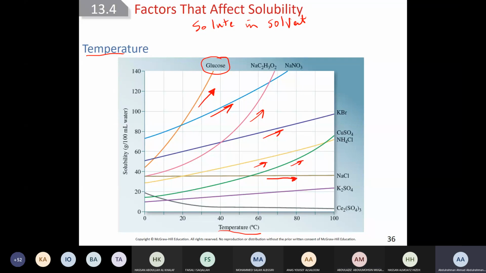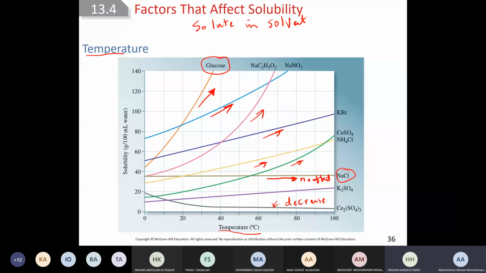Stable, no effect for NaCl. Okay. How about this one? Last one. Decrease. Is this clear? So what's the effect of temperature on solubility? Often it increases. But there are cases in which what? We have no effect or decrease.